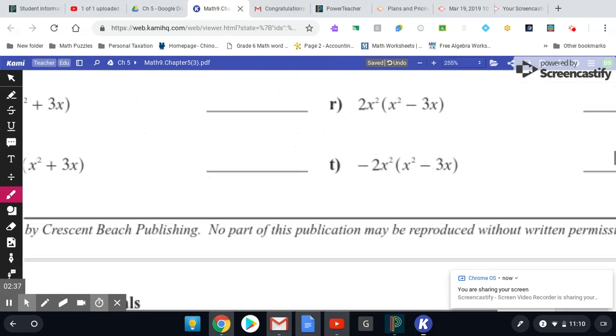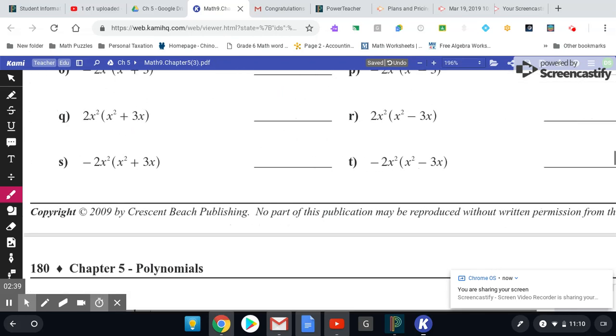So let's talk about Q here. 2x squared times x squared. So everyone go down to Q, no matter where you're at, and let's do this. We're going to end up with 2x to the 4 because we're going to add those exponents. Then we're going to do the sign. Positive times a positive is a positive. And 2x squared times 3x, signs, coefficients, and letters. And that's all done. Nothing else to do.